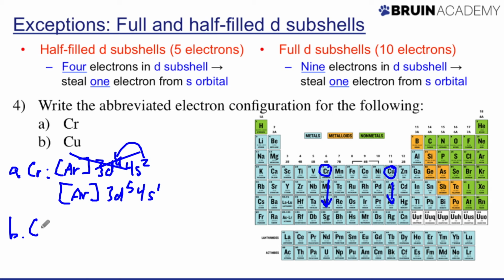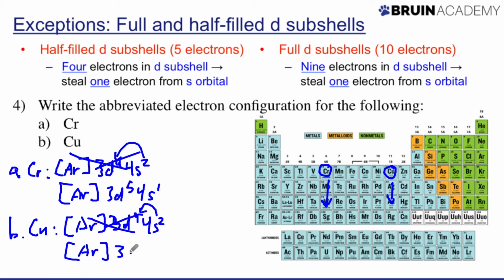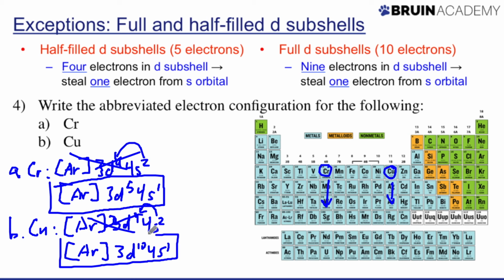Same thing happens for fully filled subshells. For copper, you would think it's going to be argon, let me write the 3d first, 3d9 4s2. Nope. The s electron goes into the d, so this is wrong, and your real answer is going to be argon 3d10 4s1. These are the only exceptions. Don't try to apply this logic to other elements. It doesn't work in reverse, where if you have 3d6, it'll donate to the 4s. It only works this way. So chromium and copper are the exceptions, and you should memorize those.